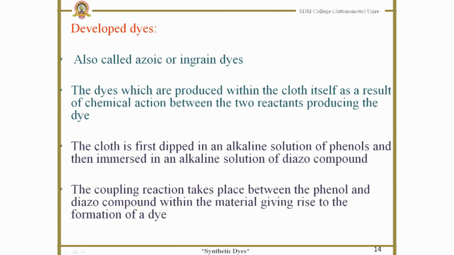Another type of dyes in this classification, developed dyes. They are also called azoic dyes or ingrain dyes. The dyes which are produced within the cloth itself as a result of a chemical action between the two reactants producing the dye. The cloth is first dipped in the alkaline solution of phenol, then immersed in an alkaline solution of diazo compound. On the cloth itself, the coupling reaction takes place between the phenol and diazo compound, giving rise to the formation of a dye.